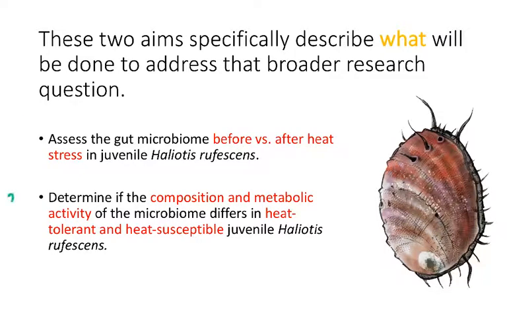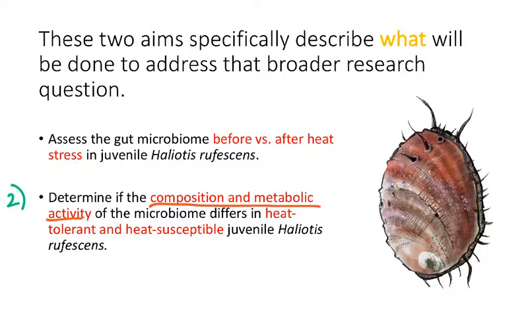The second aim is then to determine if the composition and metabolic activity of the microbiome differs in heat-tolerant and heat-susceptible juveniles. And what this first part here in red, composition and metabolic activity, is giving us more details about what kind of information we are going to get from the study we're doing.